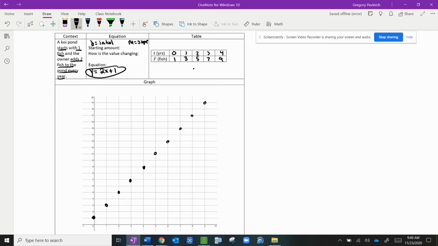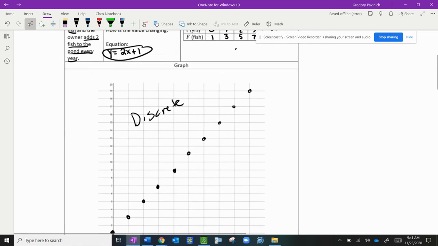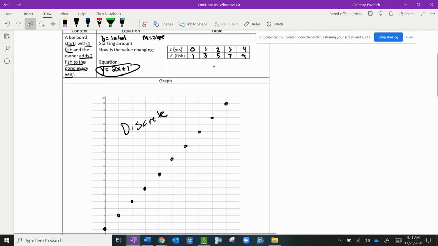And I probably wouldn't put a line through this. This would be discrete, because we probably wouldn't put like half a fish. There might be a point where we put 1 in, but we really don't know, so it wouldn't make sense to connect the dots for all those solutions. So we've done that a lot. That was a pretty easy linear equation.